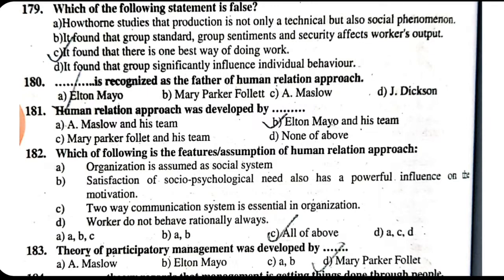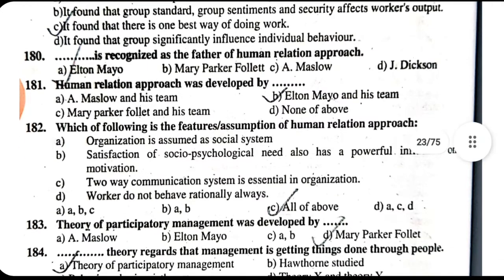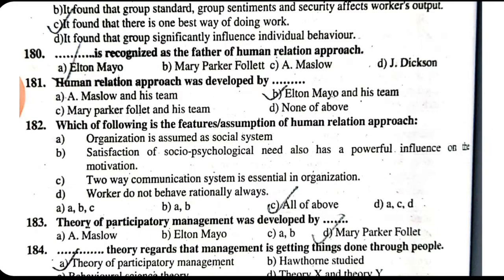Question 183. The theory of participatory management was developed by Mary Parker Follett. Question 184. Which theory regards management as getting things done through people? The correct answer is the theory of participatory management.